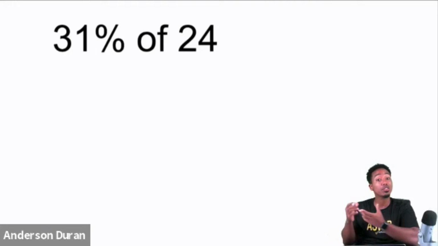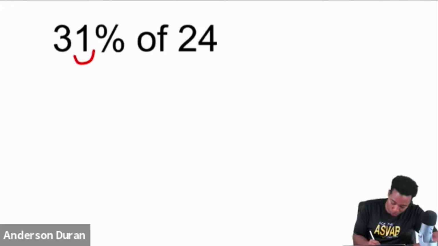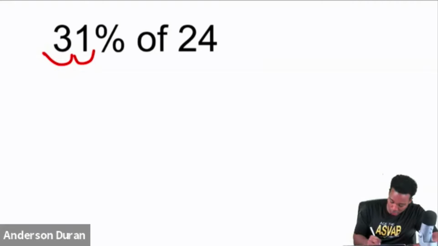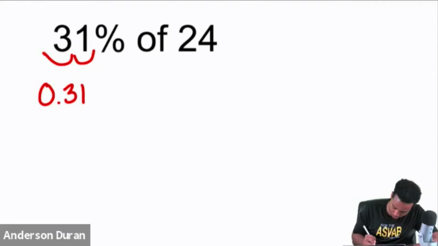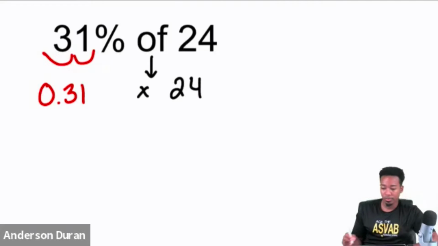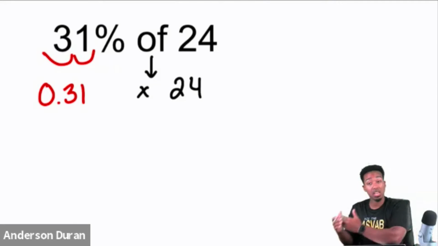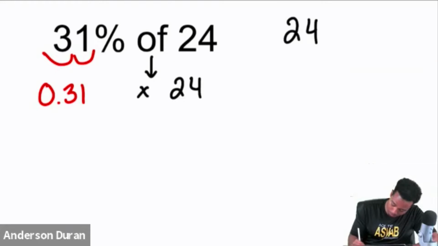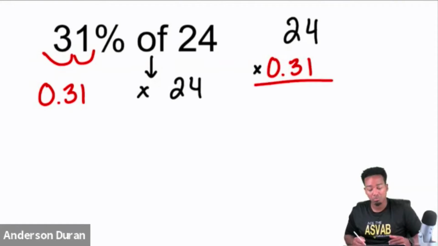And so for every zero that you're dividing by, so 100, 2 zeros, you move it 2 times. So you move it for every zero that you see. And so we have 0.31 multiplied by 24. And at the end of the day, gang, same concept. Just get in there, do 24 multiplied by that 0.31. And we're just going to go to work. So let's go ahead and get to it.